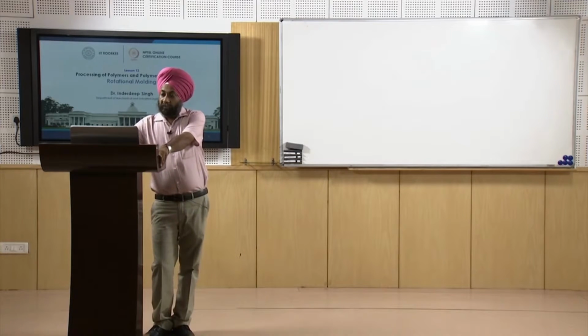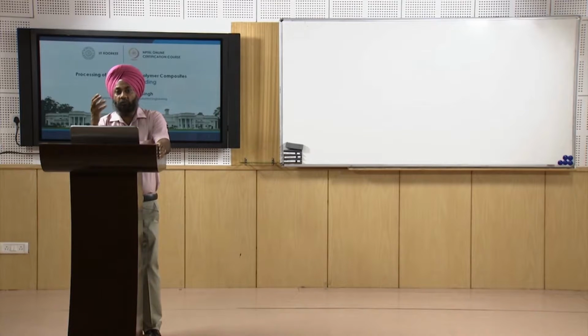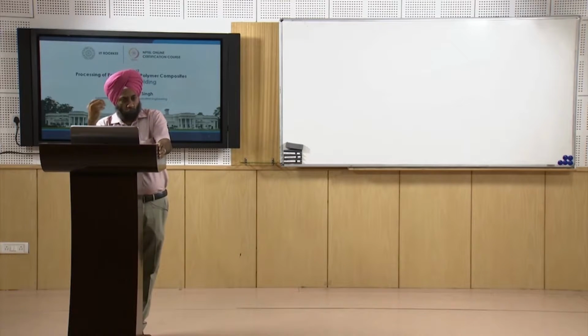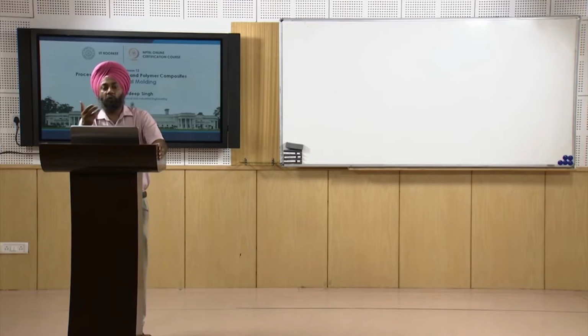On your screen you can see, rotational molding is also known as rotomolding or rotocasting. Casting, as you know, we discussed in the very beginning. All of you know casting in the case of metals. What do we do in casting of metals? We have different types of furnaces, for example the cupola furnace or the reverberatory furnace. In a furnace we melt the metal, and once we have the mold, which can be a sand mold or a permanent mold, we pour the molten metal and it takes the shape of the mold.